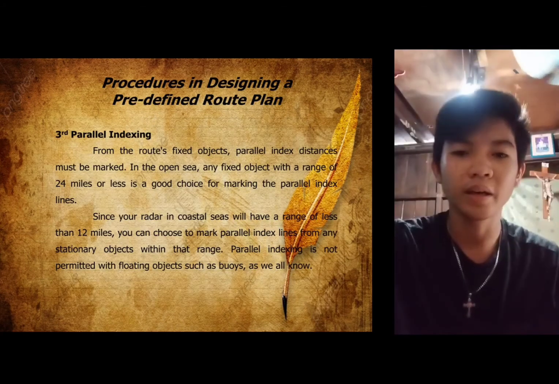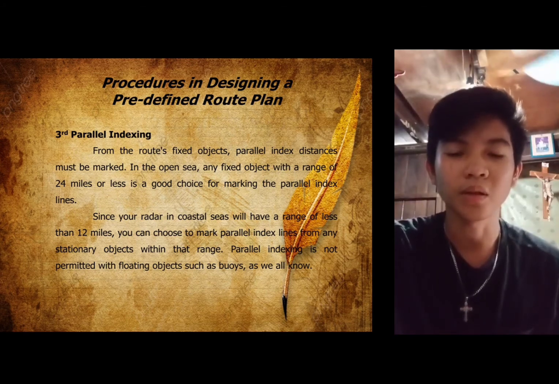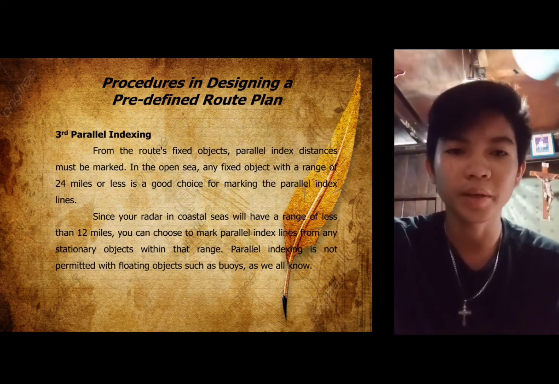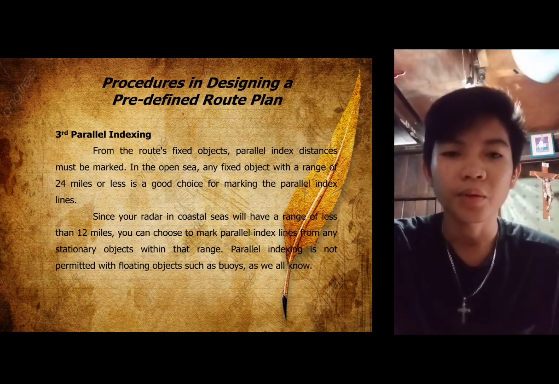So hello, good day. I am Carjo Pagmancao. The third procedure in designing a predefined route plan is parallel indexing. From the route's fixed objects, the parallel index distance must be marked. In the open sea, any fixed object with a range of 24 miles or less is a good choice for making the parallel index lines.